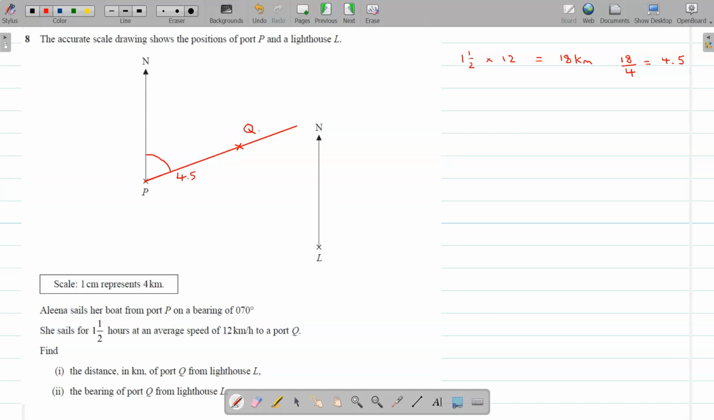Now when I get to port Q, I now want to travel in a straight line from Q to the lighthouse L, which is there. And what's the distance of that? Well, if I measure it on this scale, it's about 5.5 centimeters. 5.5 times 4, using the scale conversion, gives me 22 kilometers.